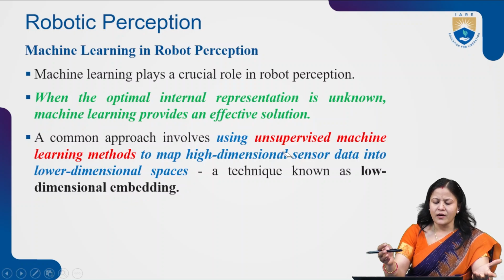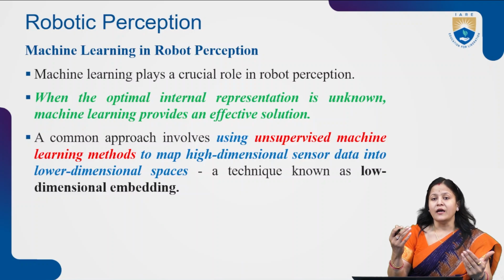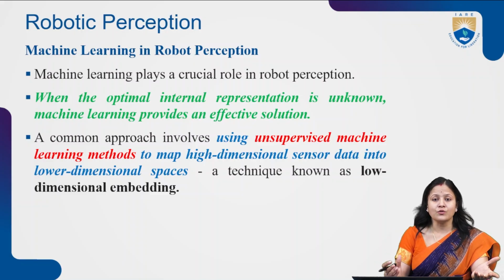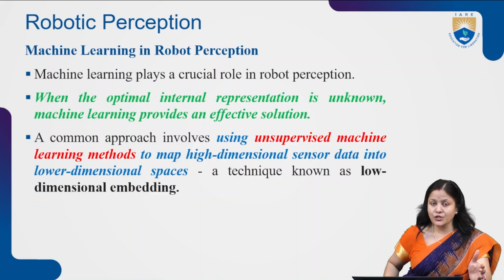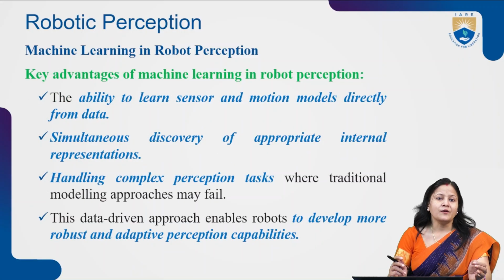These types of advanced techniques are used in robotic perception, so that instead of relying only on sensors, robots can learn, explore the environment, and be adaptable to dynamic changes. Now, let me discuss the key advantages of machine learning in robotic perception.